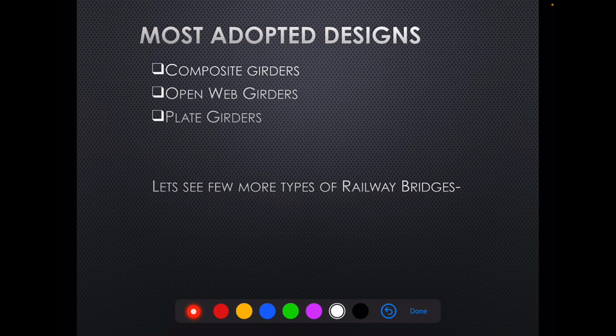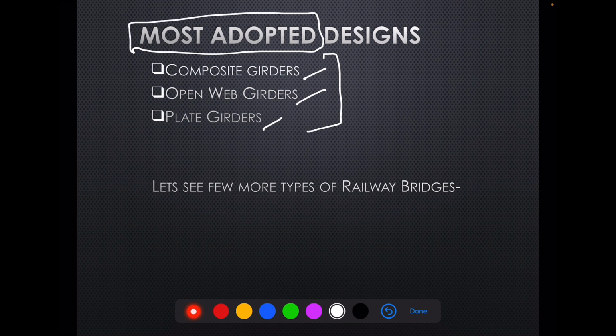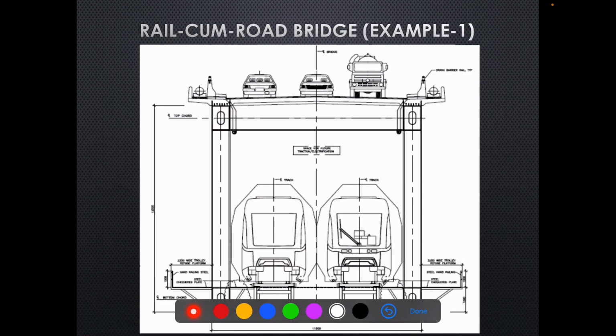As we have learned, composite girders, open web girders, and plate girders are the three types of girders most adopted in the railway transportation system. But apart from these, there are a few other types of railway bridges which we must have a look into. To start with, we will start with the rail cum road bridge. I have taken two examples of rail cum road bridge. One is a welded one, another is a bolted one. Let's see first example number one, which is a welded rail cum road bridge.